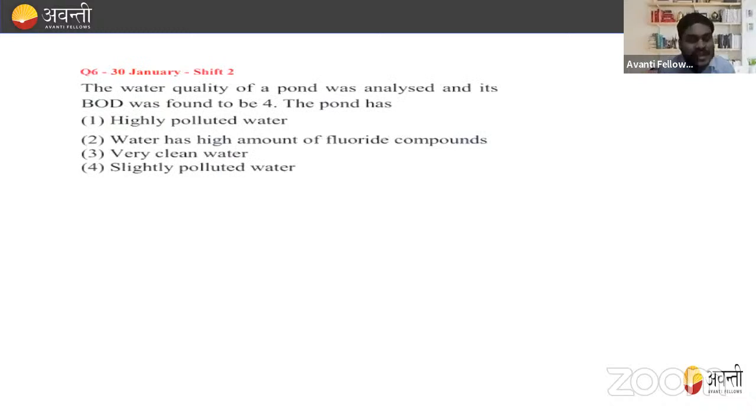That is very clean water, because here the BOD is 4. So whenever the BOD is less than 5, the water is clean, and when the BOD is 15 or above, the water is polluted. I hope this is clear to everyone. By remembering this concept, you will definitely be able to solve such questions when they are asked in your next examination, right? Okay.